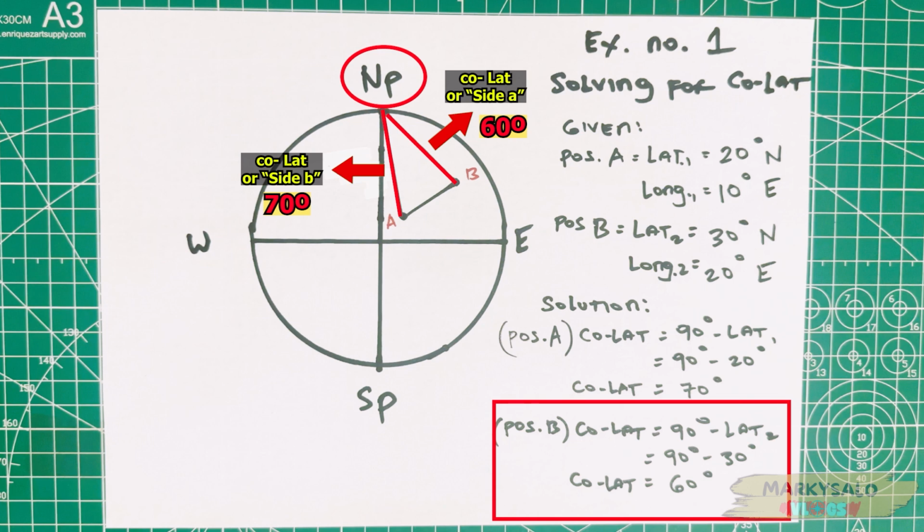And another thing to remember, the final answer for colatitude should be in degrees only. We cannot convert it to distance or nautical miles.